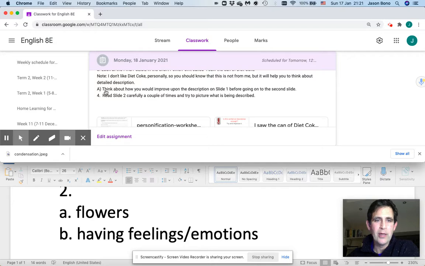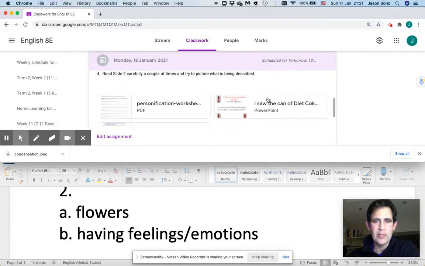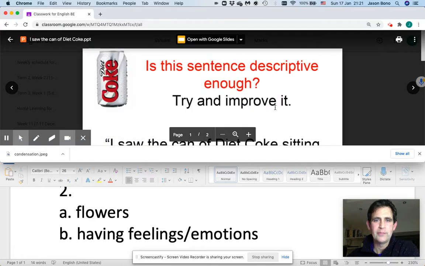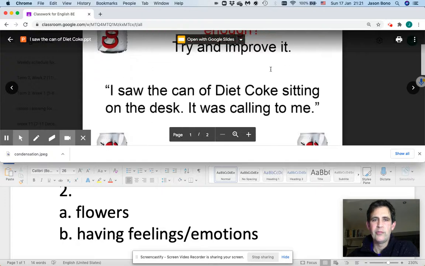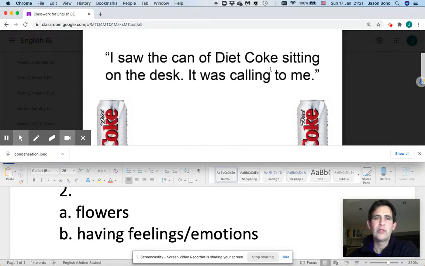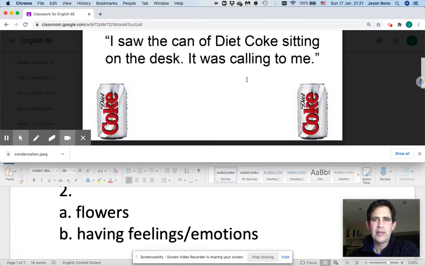So when you read, well, let's open this up. I saw the can of Diet Coke. Is this sentence descriptive enough? If not, try and improve it. I saw the can of Diet Coke sitting on the desk. It was calling to me. Ooh, that's personification, because a can can't call to a person, can it? People call to other people. Now, that's good use of personification. It makes us realize that the person feels as if they're being attracted by this can.